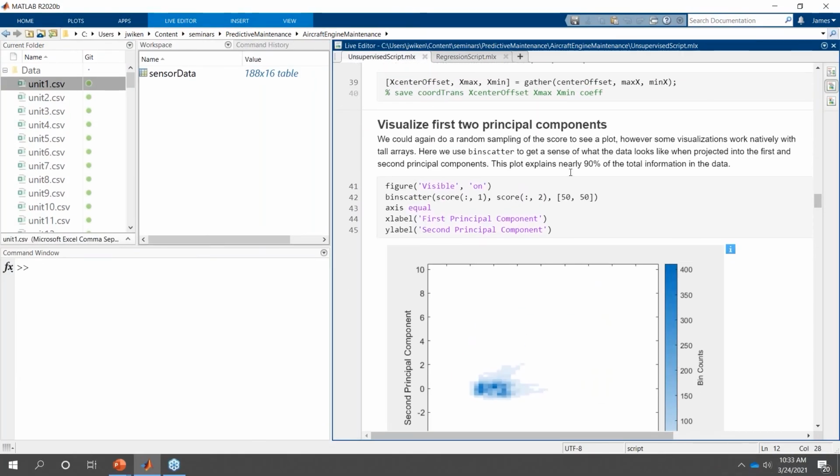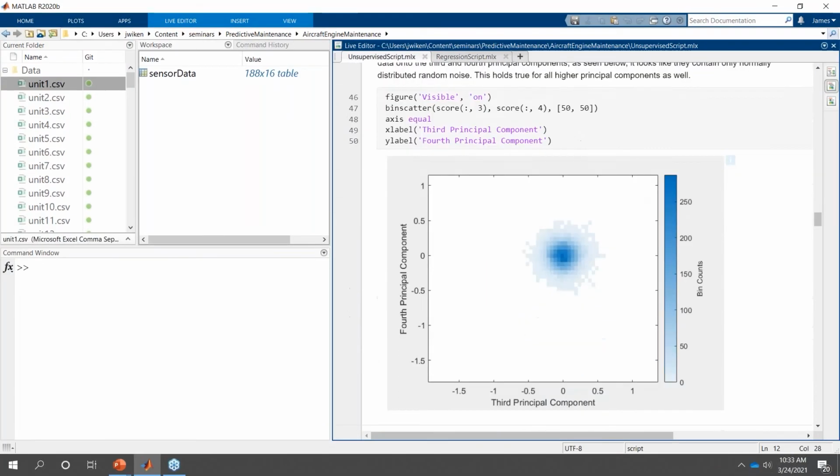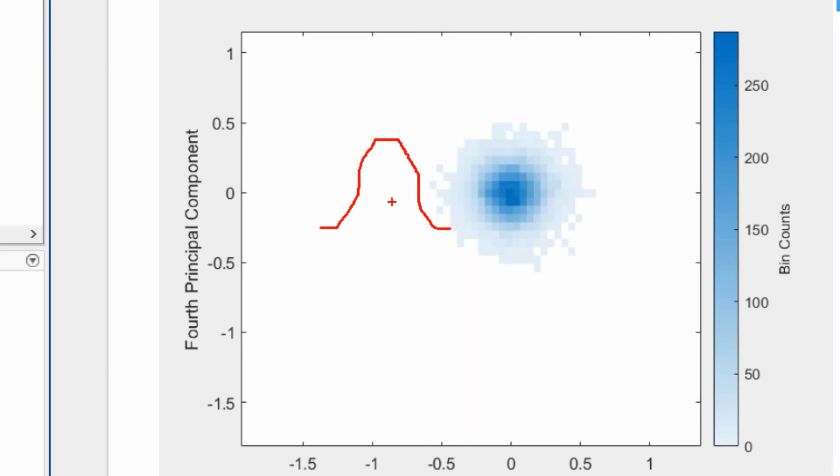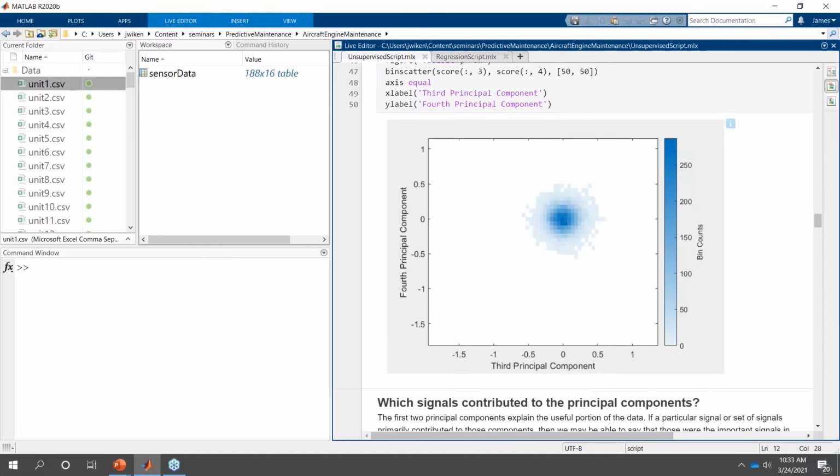Now, just for a quick check, let's look at what our higher principal components look like. So this is the 3rd versus the 4th. And we can see here it's zero-centered with a sort of normal distribution around it, right? If I was looking at this from the side, it would probably look like this, right? So very standard normal distribution. And this is what I would expect from just noise, right? So this is just confirming that there's not really any information contained within these higher principal components.